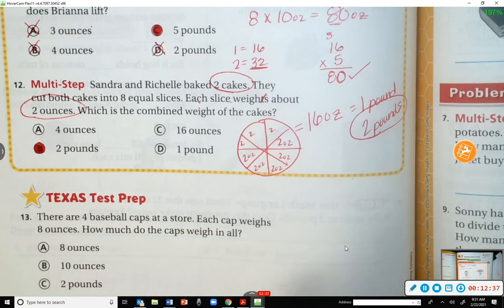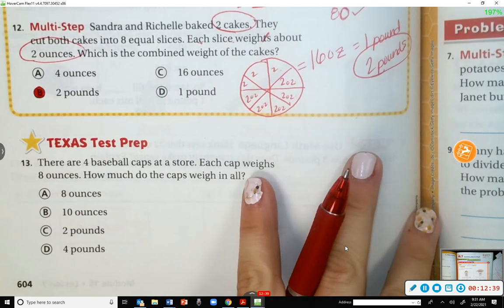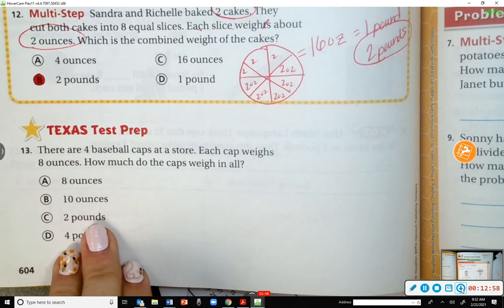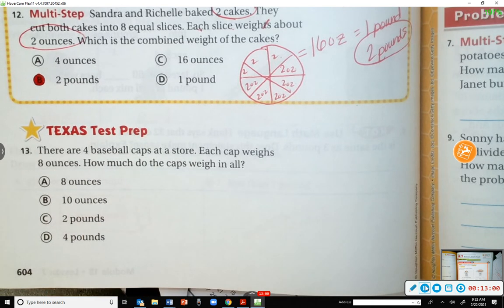Okay, number 13. There are 4 baseball caps at a store. Each cap weighs 8 ounces. How much do the caps weigh in all? I'm going to let you try this one on your own. If you need to read it one more time to figure out what to do, then you may read it again, but show your work and work this one out on your own.